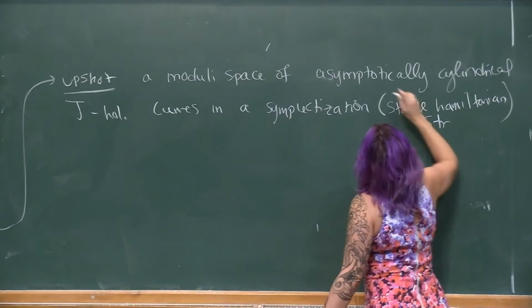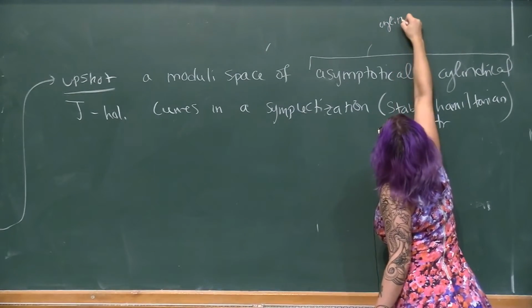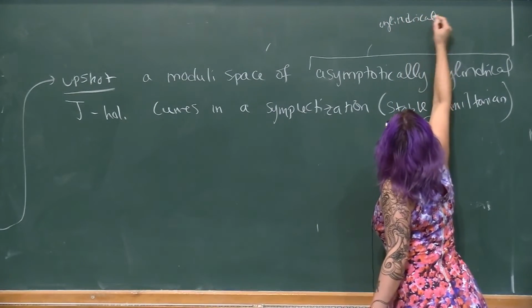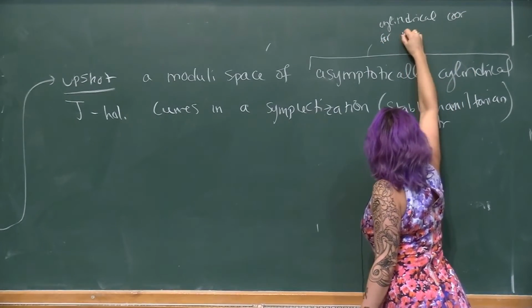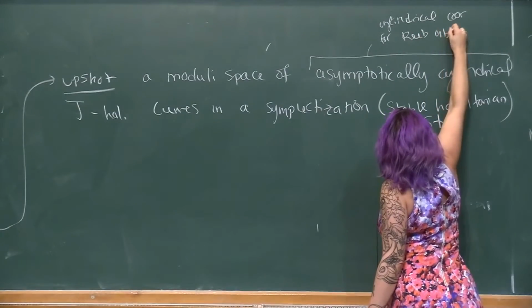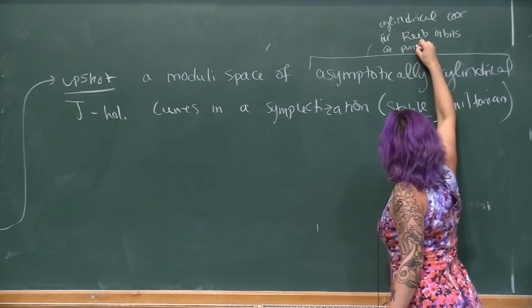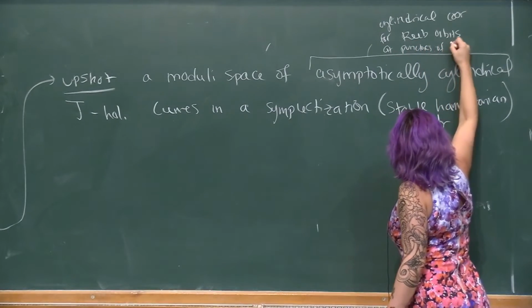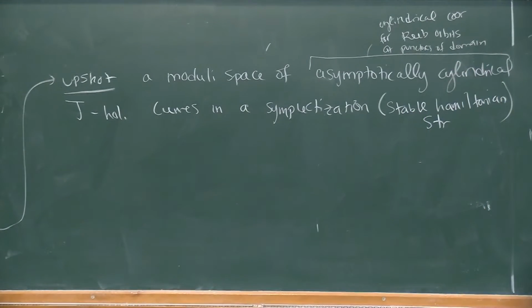And asymptotically cylindrical means that we have cylindrical coordinates for Reeb orbits at the punctures of the domain. So my cylinder, I can think of that as a punctured S^2, and the limit of one projection went to plus or minus infinity, and the limit of the other projection went to Reeb orbits.